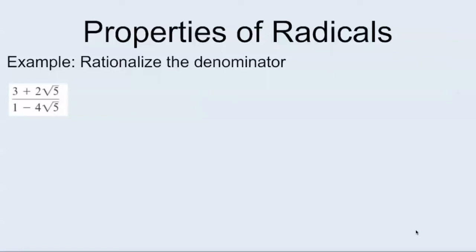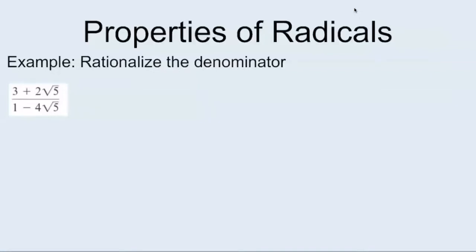Our final example is what's known as rationalizing the denominator. When we're rationalizing the denominator, we want to get rid of any radical in the denominator of the expression. In order to do that, we have to multiply it by its conjugate, or create a conjugate.